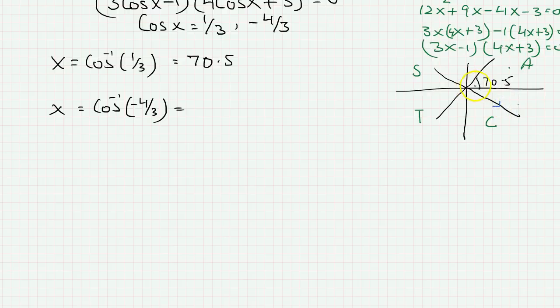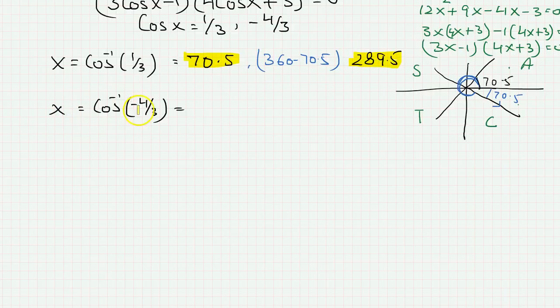this one. So this is this angle, complete angle, and this one is 70.5. So this whole angle will be 360 minus 70.5. So the next angle will be 289.5. So this is the first angle and this is the second angle.